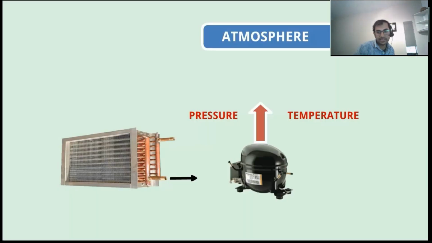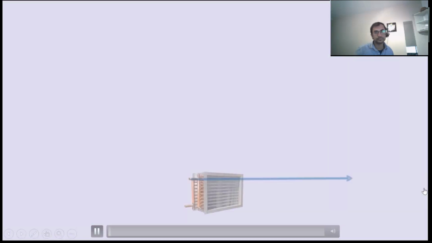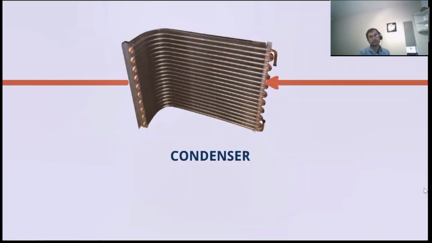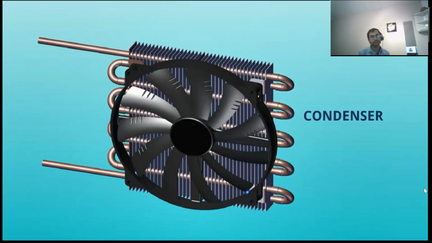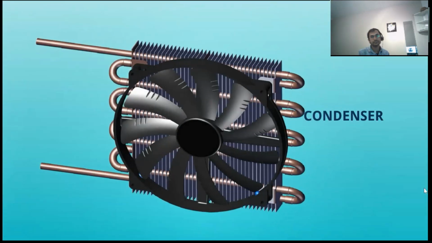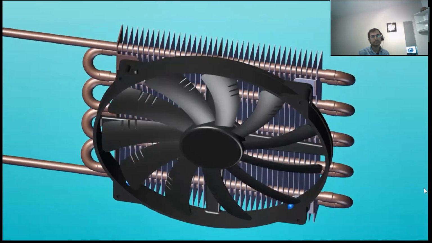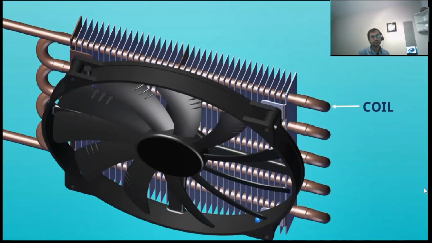Let's try to understand the next component, that is the condenser. In this refrigeration cycle, the third part is the condenser. Let's learn about the condenser basics. So this is the condenser. It's basically a heat exchanger coil. Look at this: this coil is normally made of copper or sometimes aluminium.